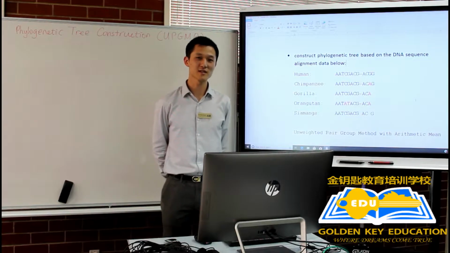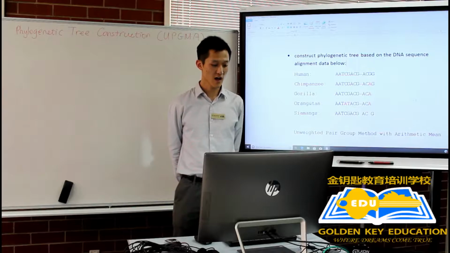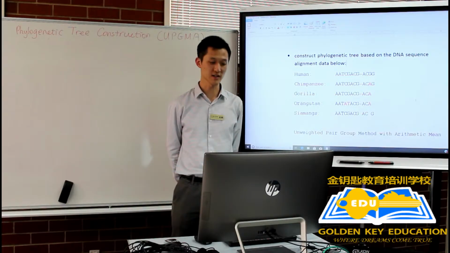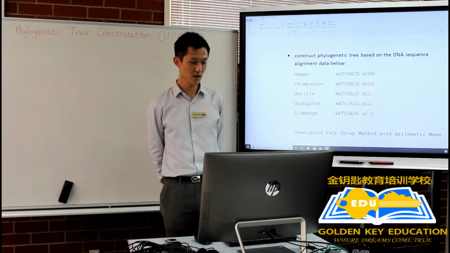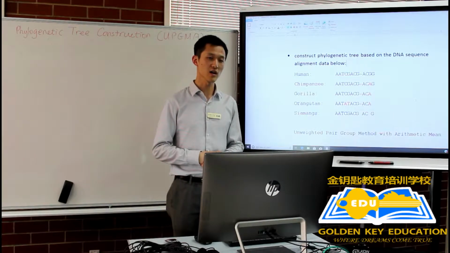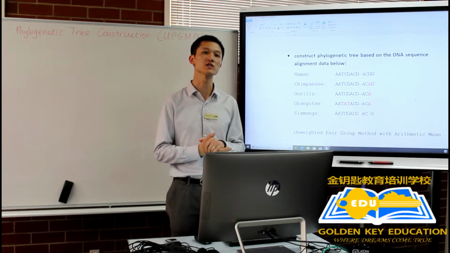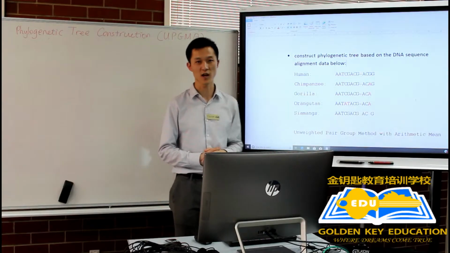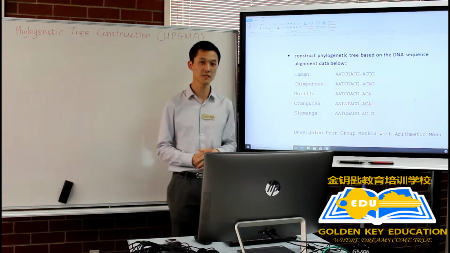Everyone, my name is Vincent, and today we're going to talk about phylogenetic tree construction. And it could be one of the questions in the Year 12 exam. So in these questions, we're looking at, from sequencing data, how do we construct a phylogenetic tree to represent the evolutionary relationship between these closely related primates: human, chimpanzee, gorilla, orangutan, and siamang.